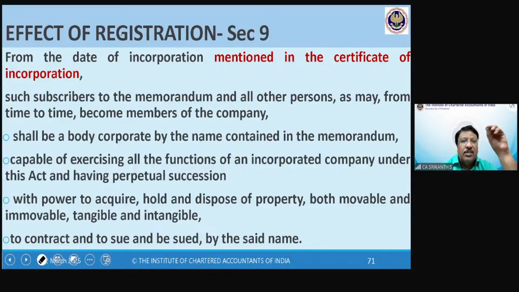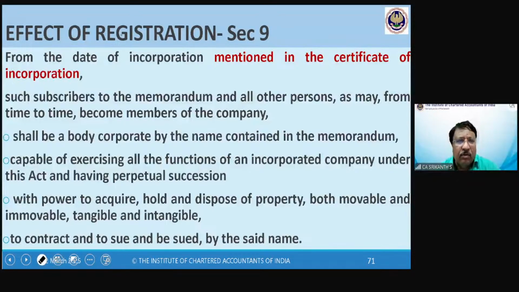From that time onwards, the subscribers to the memorandum and all other persons who will become members of the company. See, the subscribers enter into the first contract. Thereafter, every new person who becomes a member enters into a contract. This is a very important legal point you'll have to understand. The company comes into existence because of a contract or association between the signatories to the memorandum.